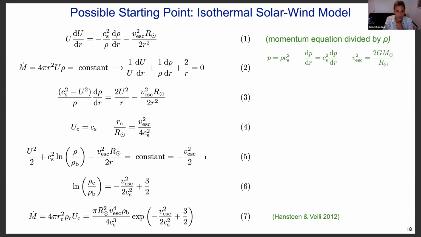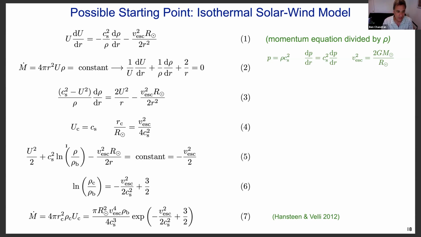The fifth equation here is the Bernoulli integral for this system. It's simply obtained by integrating equation 1 over r, just term by term. And you get this equation, the sum of these 3 terms is a constant. You can evaluate that constant by evaluating the left-hand side at the coronal base, which I'll denote with a b subscript. So rho sub b is the density at the coronal base.